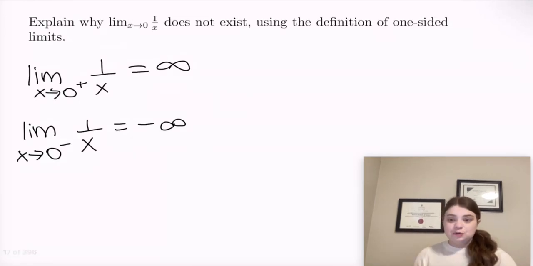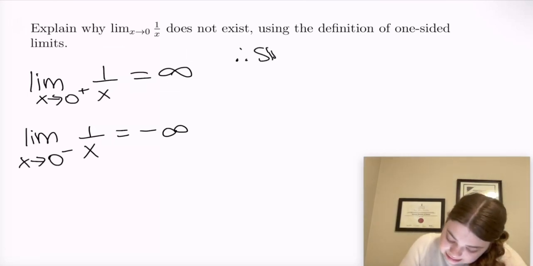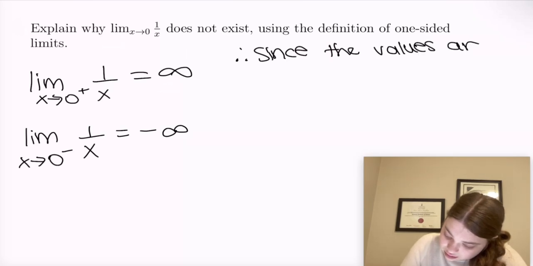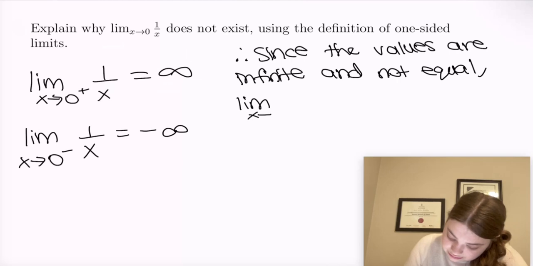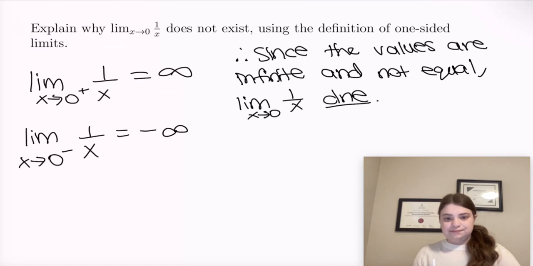The other thing I should add too is that they both are infinite, right? And so even if they were both positive infinity or something, we would still say the limit does not exist, because they can't be infinite. They have to be a finite number, and they have to be the same finite number as well. And so I'm going to say something like, since the values are infinite and not equal, that means that the two-sided limit does DNE, or does not exist.